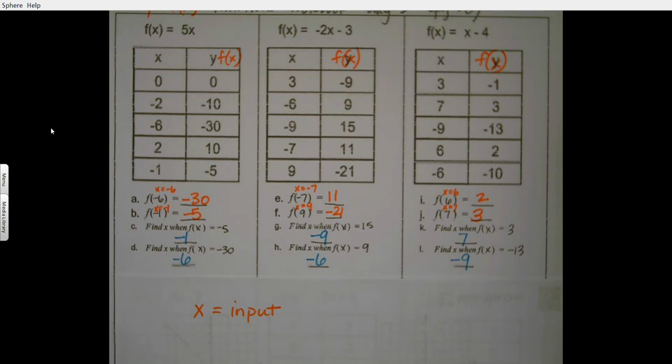Your y value, we can also say this is f of x. We call this your output.